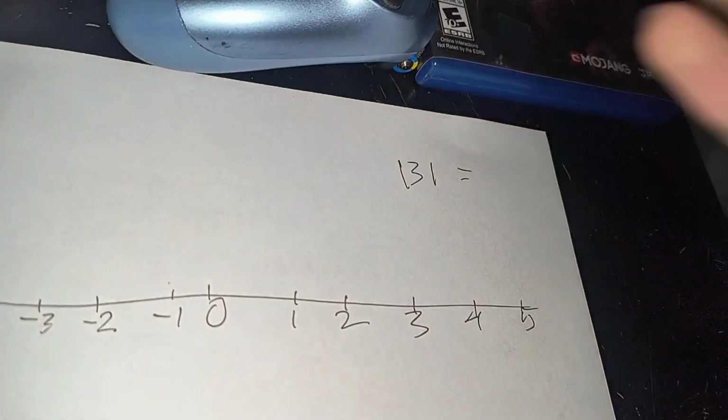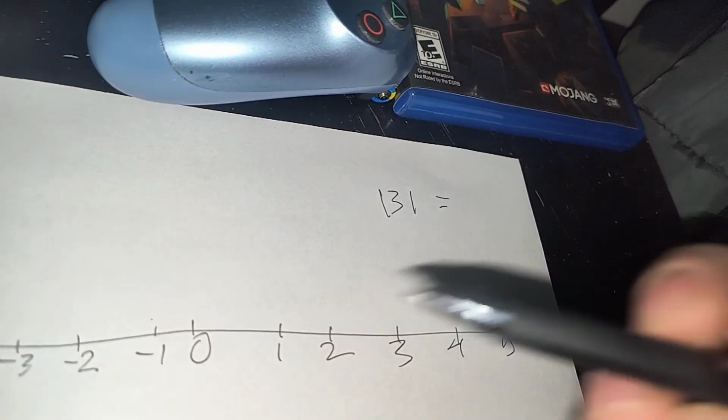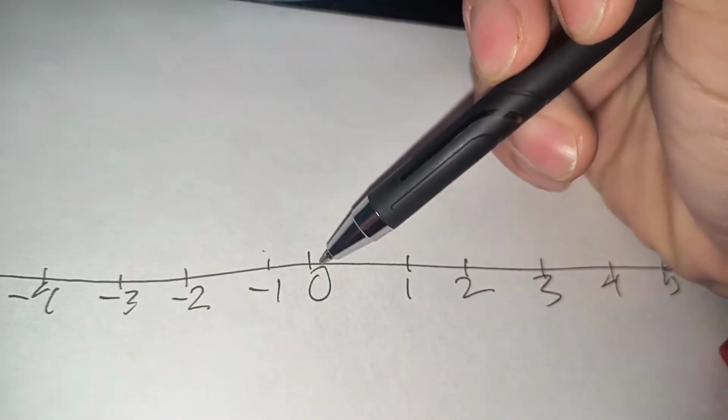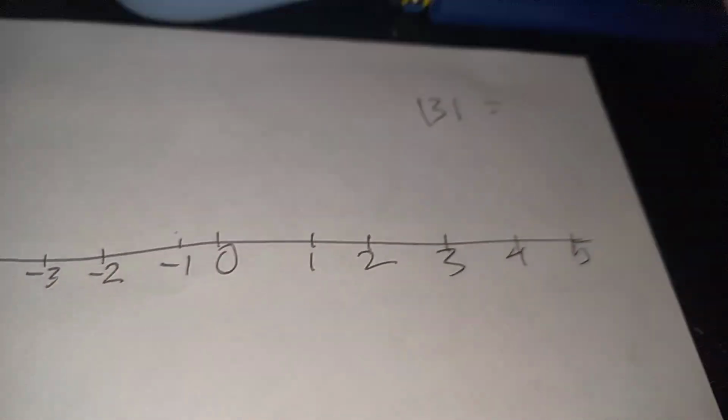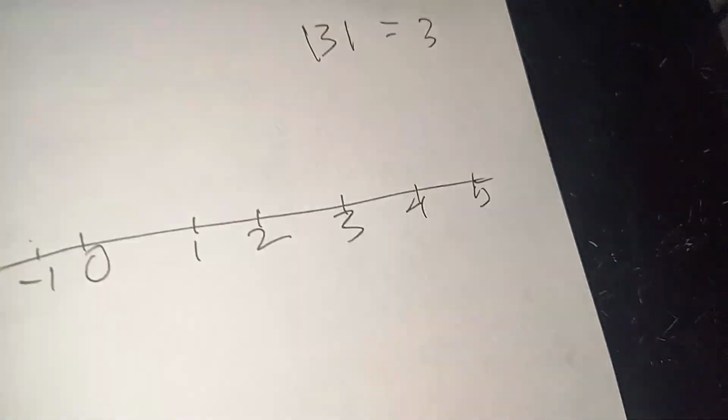Well, you would say, it's the distance 3 is from 0, which if we start at 0 and we travel to 3, we go 1, 2, 3, and it is 3. So the absolute value of 3 is just 3.